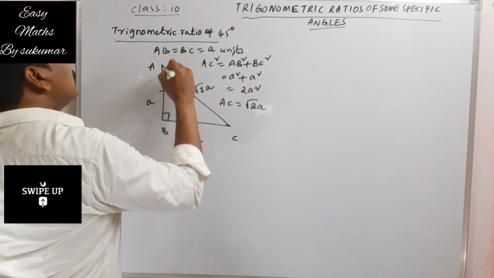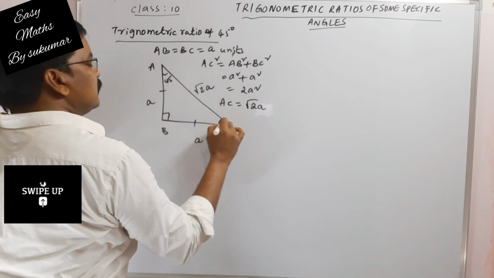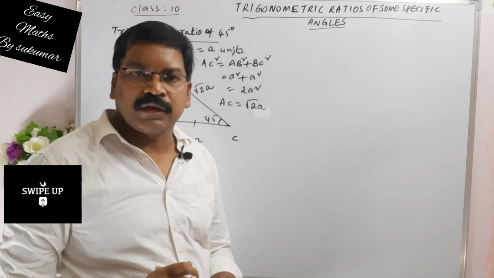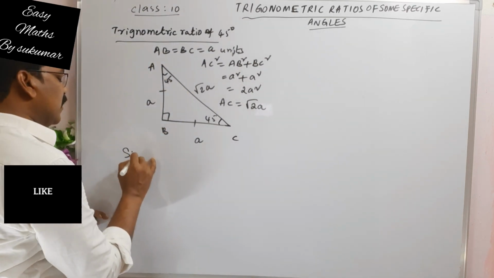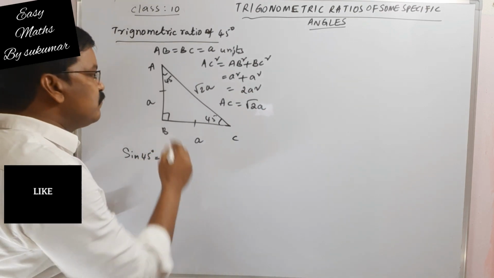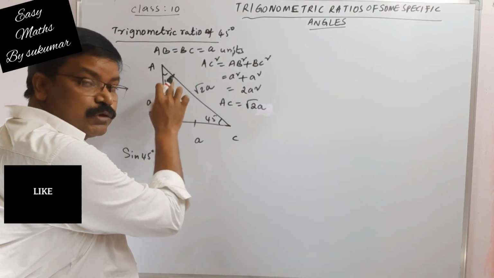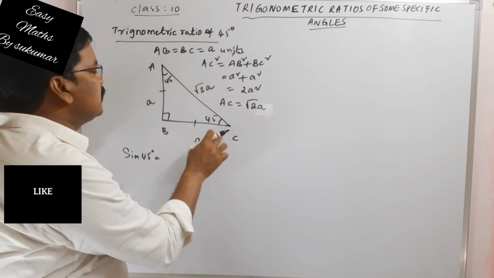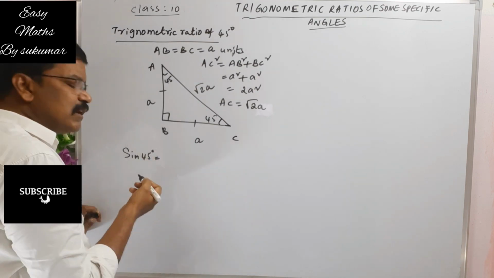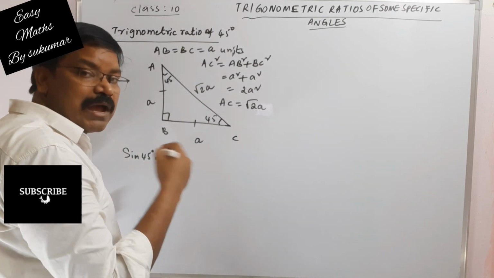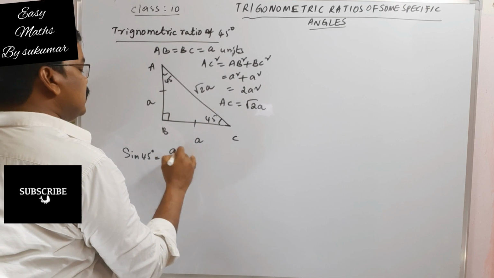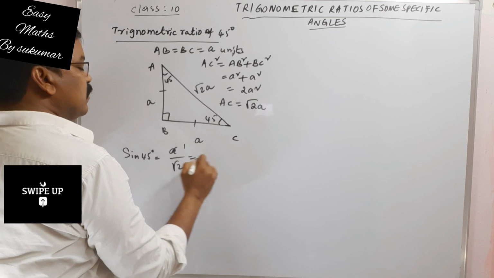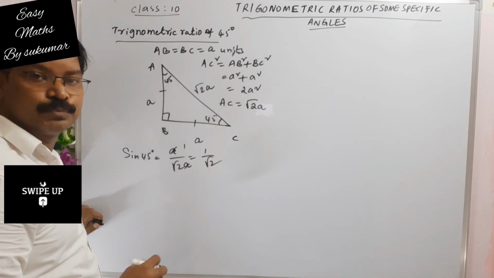See, my dear students, here in an isosceles triangle, the angles are 45, 90 and 45. Now, what is sine 45 degrees here? You can take this acute angle as angle A or angle C. Both are 45 degrees, so you can take either, no problem. Now sine theta means opposite side by hypotenuse. Here the opposite side is a, hypotenuse is root 2a. So a cancels, this is 1 by root 2.